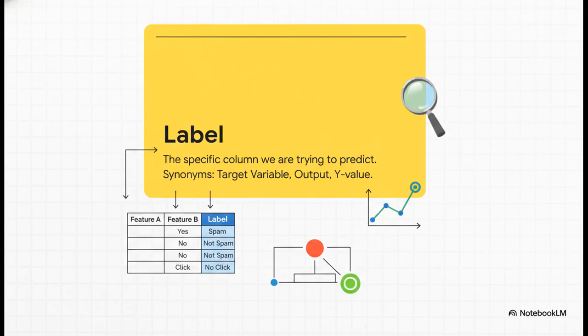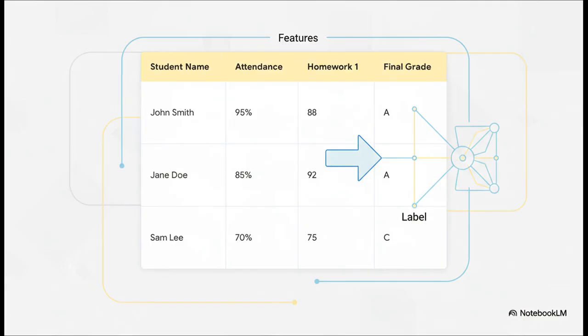All right, so if you have all those input columns, those features, what are we predicting? That brings us to our next term, the label. Now, you can have tons of features, right? But you usually only have one label. The label is the one thing you're trying to predict. It's the target, the answer you're looking for. So looking back at our gradebook, it's pretty obvious, right? The final grade column, that's our label. We're using all the other stuff, the features, to try and predict this one single thing.